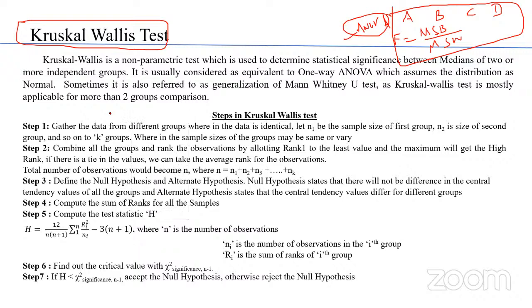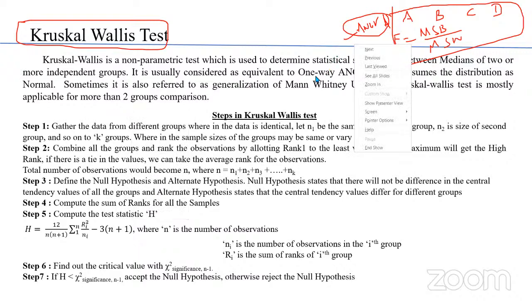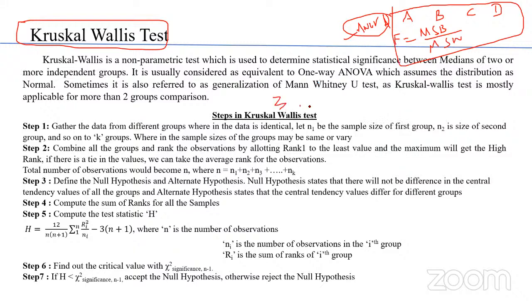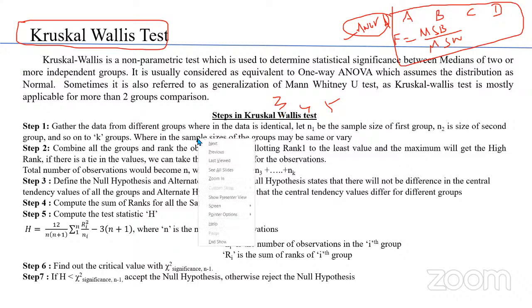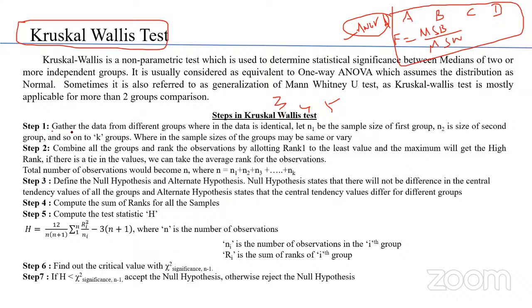Here you are just trying to compare the values of different groups, maybe 3 groups, 4 groups, 5 groups, something like that. So what you have to do is gather the data from different groups. N1 is sample size 1, N2 is sample size 2, N3 and so on, and combine all the groups and rank the observations by allotting rank 1 to the least value.